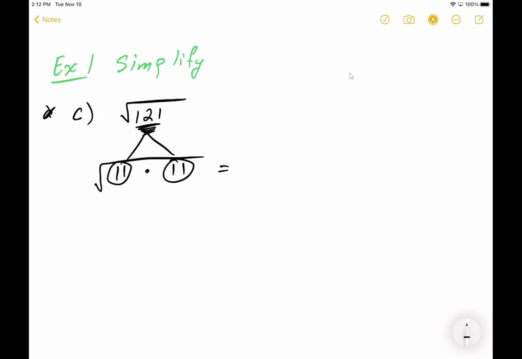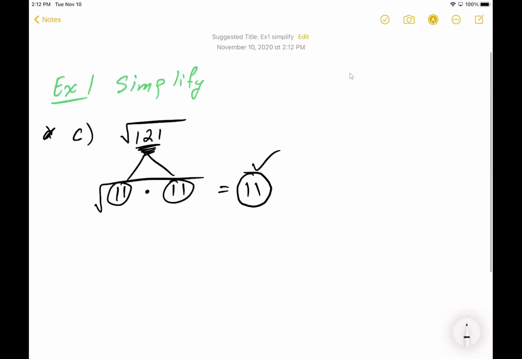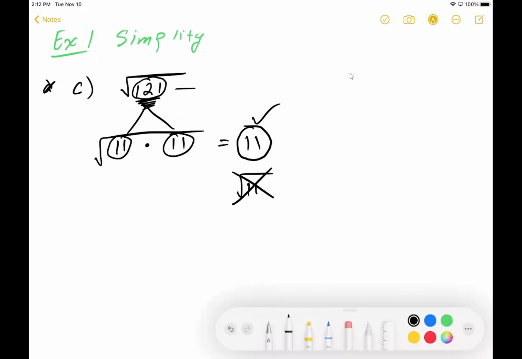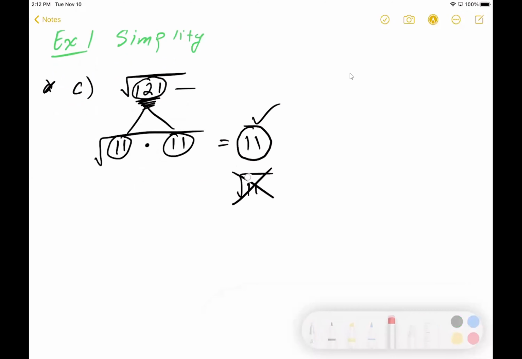If you simplify this, ladies and gentlemen, you have a pair, and when you take it out, you take out only one of them. Please, please, please do not do this. A lot of my previous students do this. Again, our goal is to extract this out and get rid of the radical. Do not take the 11 out and put it in another radical. This is a no. Once you extract it out, that is your answer.